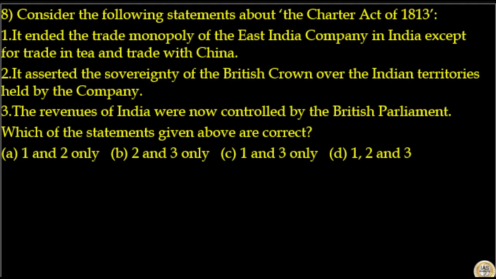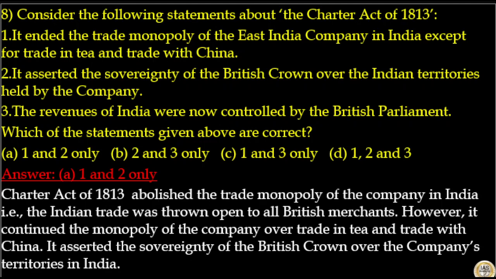Consider the following statements about the Charter Act of 1813. Statements are: it ended the trade monopoly of the East India Company in India except trade in tea and trade with China. That is correct. It asserted the sovereignty of the British Crown over the Indian territories held by the company. That is correct. The revenues of India were now controlled by the British Parliament. That is incorrect. Which of the statements given above are correct? The answer to this question is option A.